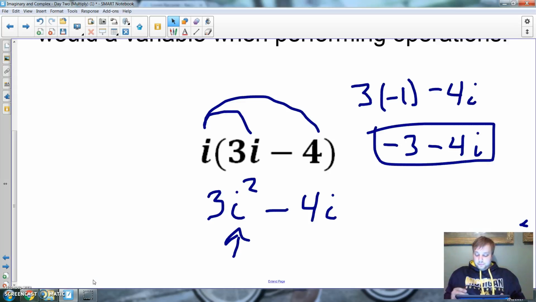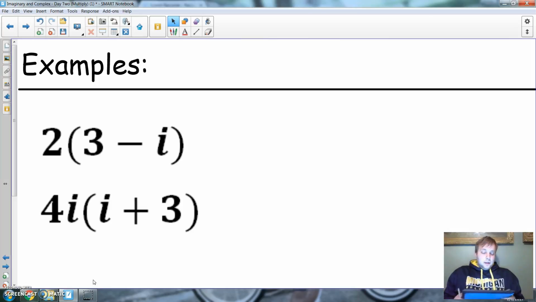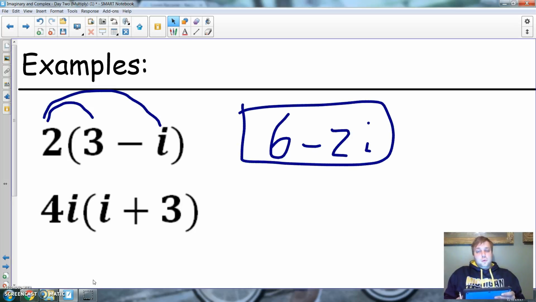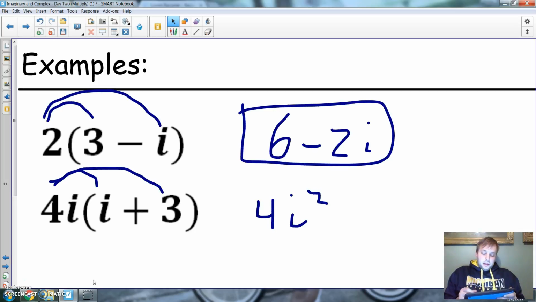All right, here we go. Next. Here's a couple examples. Well, 2 times 3 is 6. 2 times -i is -2i. No i squared or anything. Final answer. Goes by real fast. What about this one? 4i times i is 4i squared. And 4i times 3 is positive 12i.